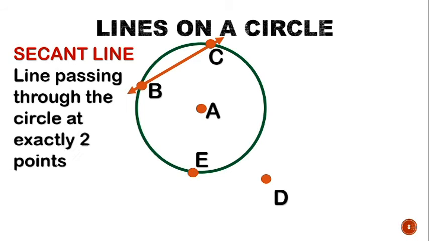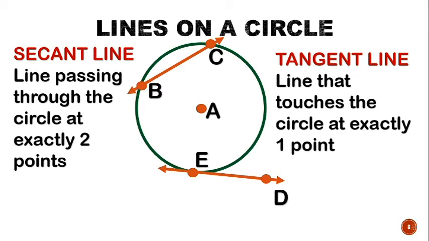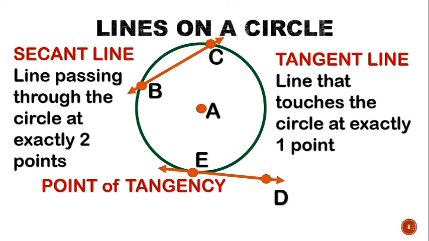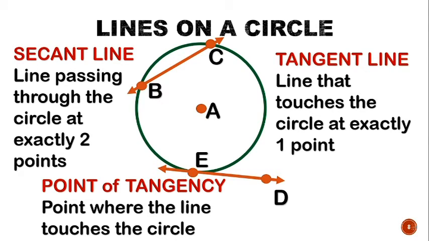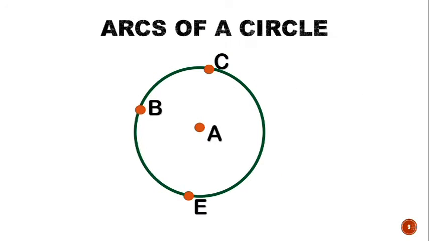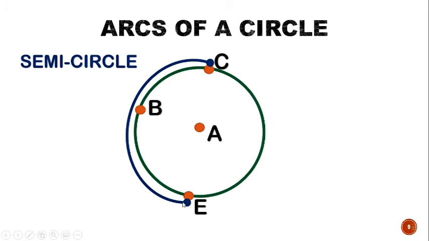Now, by definition, a secant line passes through the circle at exactly 2 points, while a tangent line touches the circle at exactly 1 point. Now, the point of tangency is where the line touches the circle. Next, when we talk about arcs, from C all around to E, that is what you call a semicircle. And it's read as arc EC or arc CE.